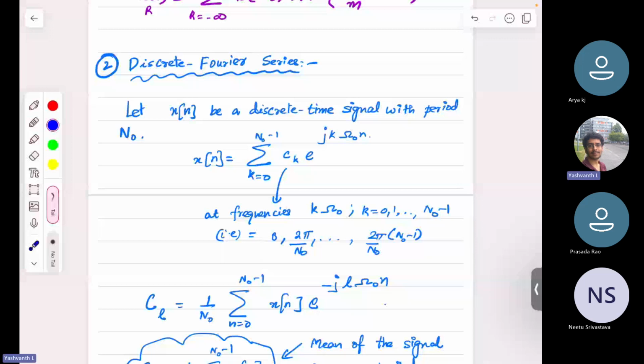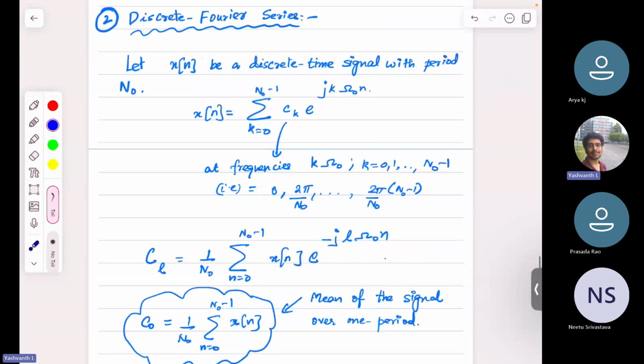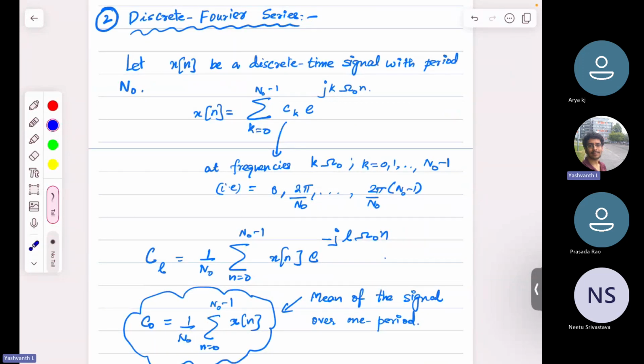This week we will discuss discrete Fourier series. That is the Fourier series defined for discrete time signals. Previously, we discussed the Fourier series for continuous time signals. Now it's a discrete time signal. Again, Fourier series for a discrete time signal is defined for a periodic discrete time signal. Let's say x of n is a discrete time signal with period N naught.